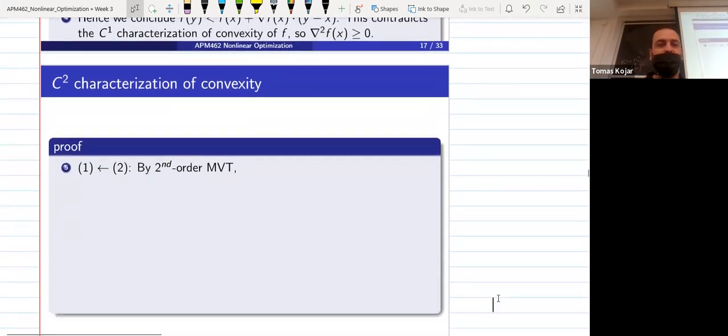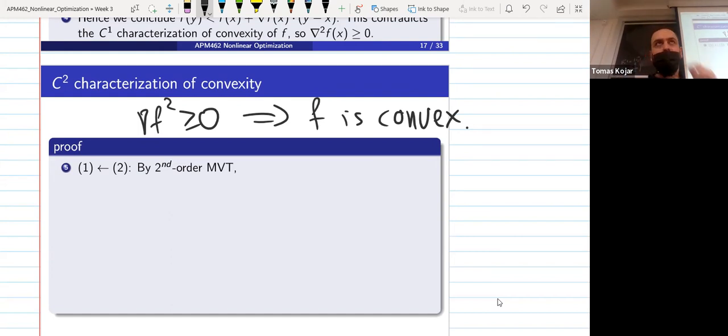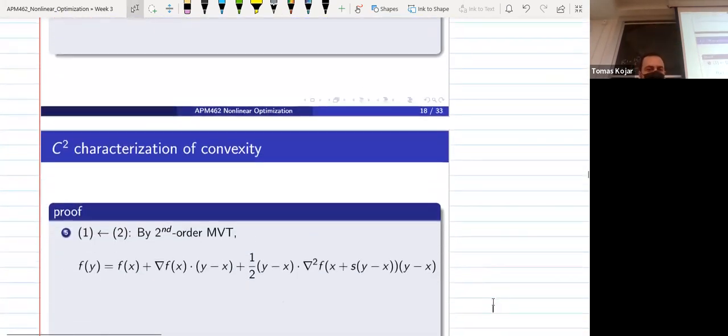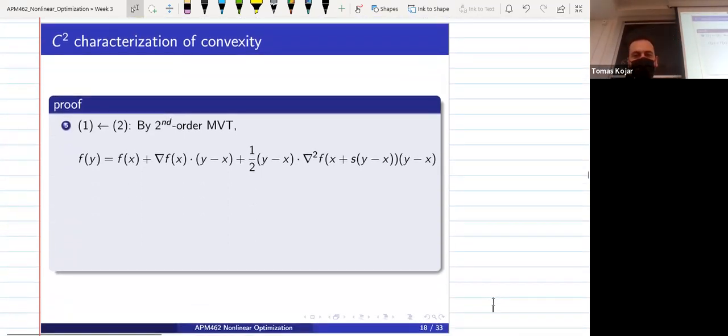Now let's do the converse. Now I'm going to show you that if your Hessian is positive semi-definite, then your function is convex. This is the main result of all this old stuff, because you will have to check this to get convexity. All right, let's go. Mean value theorem. Maybe I can ask you how to do it.